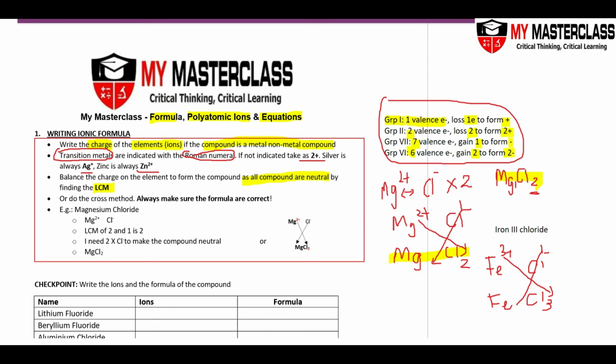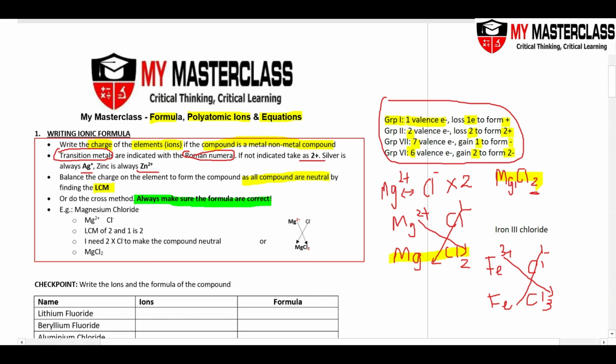This step is very important. Number one, always make sure your formula is correct, and then you never change your formula again. Sometimes, when students see the name iron 3 chloride, they just think iron and chloride. This is wrong. That compound doesn't exist. So be sure your formula is FeCl3.